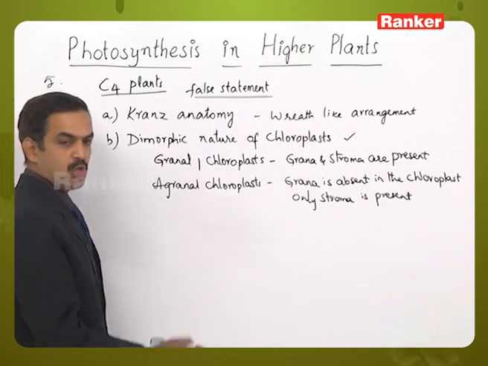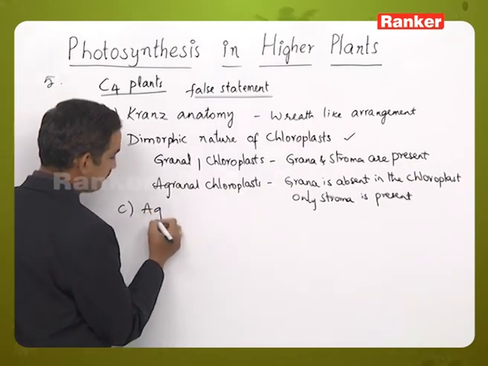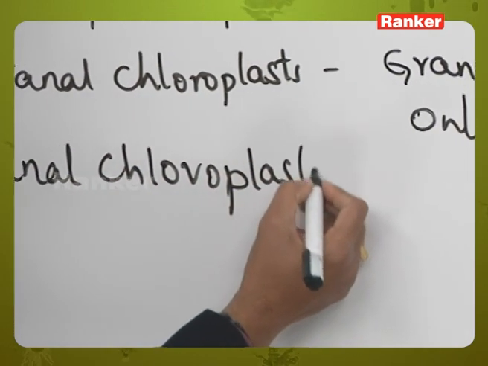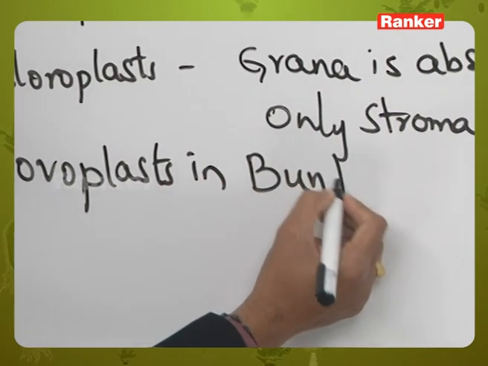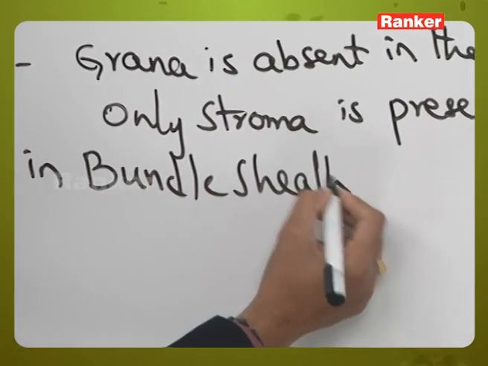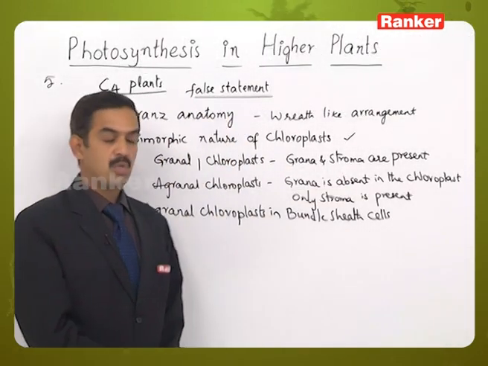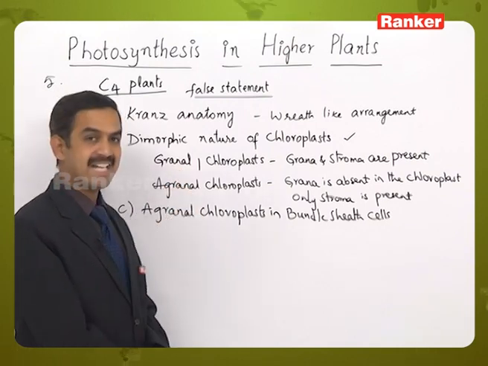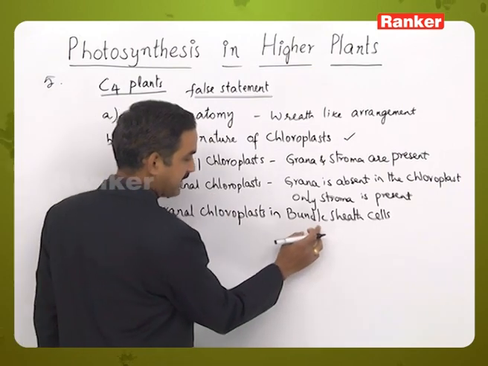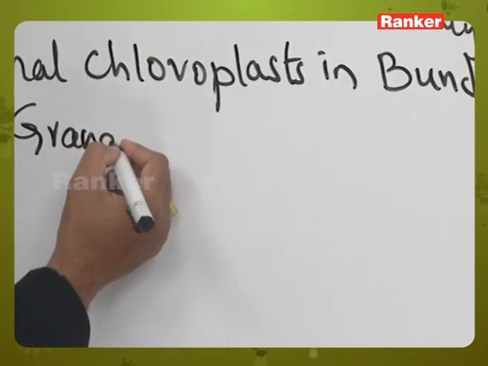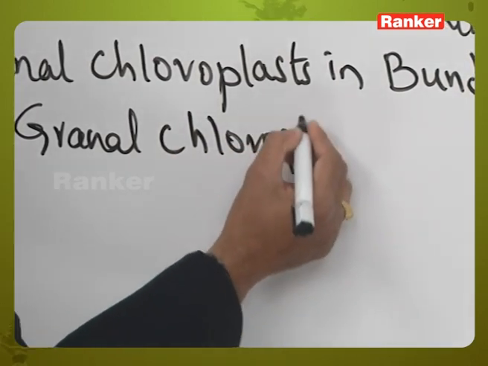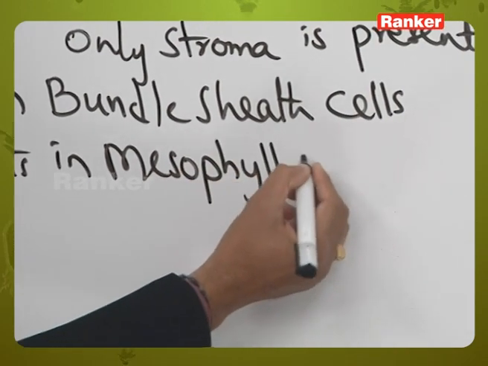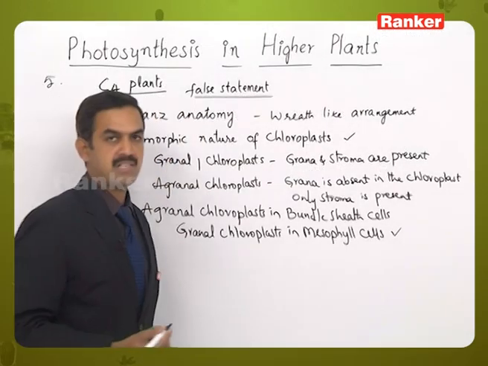Then C. Agranal chloroplast in bundle sheath cells. As I said, some cells have granal chloroplast and some have agranal chloroplast. Agranal chloroplasts are present in bundle sheath cells and granal chloroplasts are present in mesophyll cells. So this statement is also correct related to C4 plants.